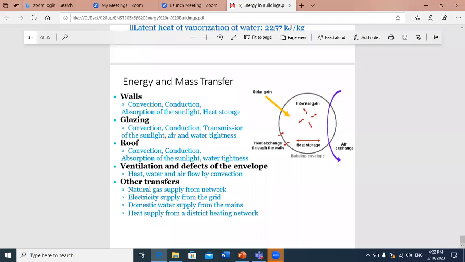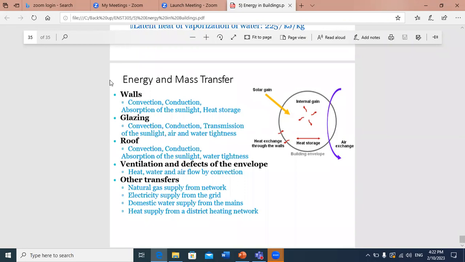So in buildings, all of these heat transfer processes are taking place. In walls, you have convection, conduction, absorption of the sunlight, and heat storage. In glazing, at the surface you have the convection process. Within the glazing material, you have conduction. You have also transmission of sunlight. And we can talk also about air and water tightness. You should pay attention that you don't have leakages through the frame of glazing. In case of the roof, you should study also convection with the external environment, conduction through the thickness of the roof, absorption of sunlight, and water tightness.